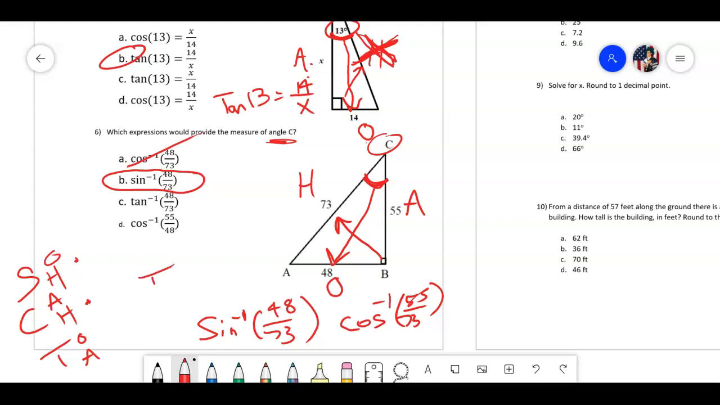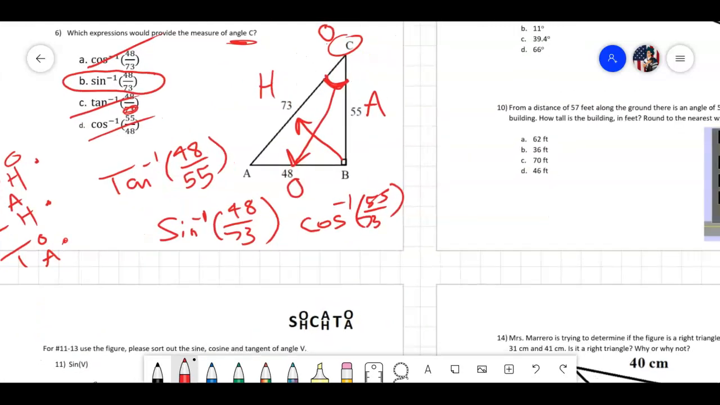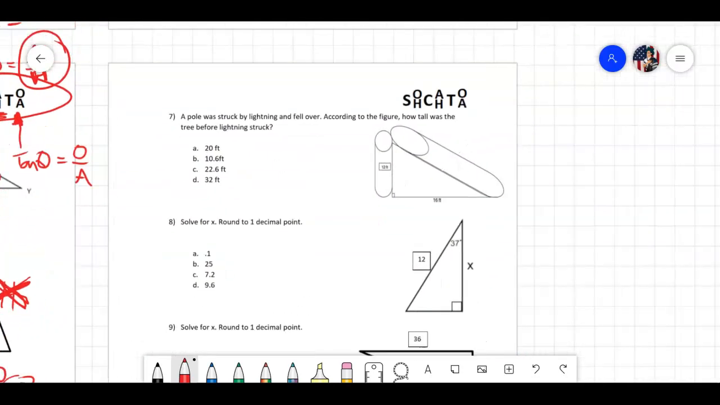And what if it was tangent inverse? Tangent inverse is O over A, which is 48 over 55, and then 48, but not a 55. So, all right, remember that's inverse trig. So we got number 7.